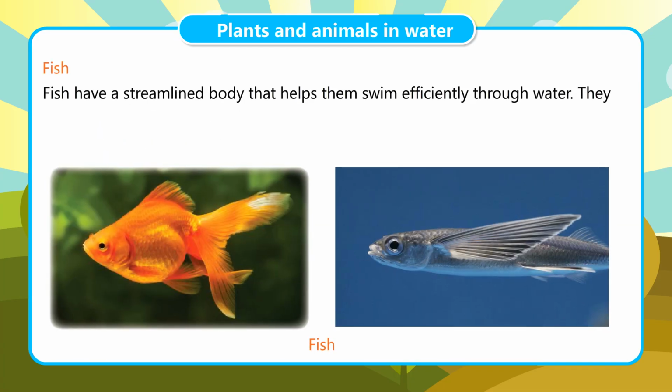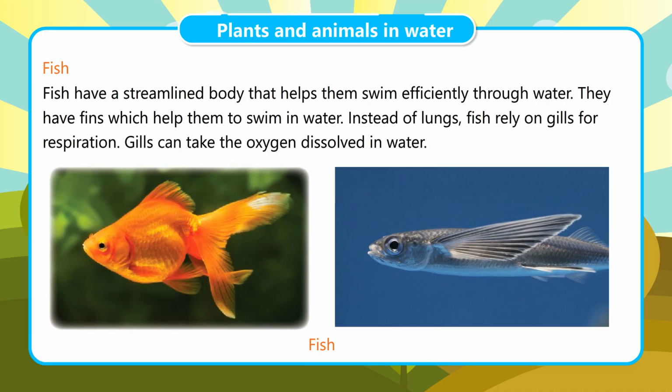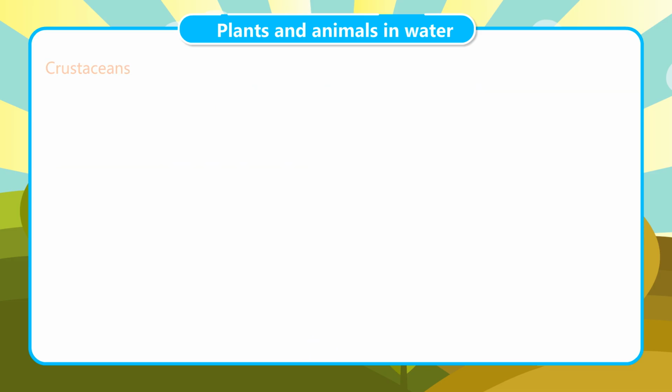Fish. Fish have a streamlined body that helps them swim efficiently through water. They have fins which help them to swim in water. Instead of lungs, fish rely on gills for respiration. Gills can take the oxygen dissolved in water.